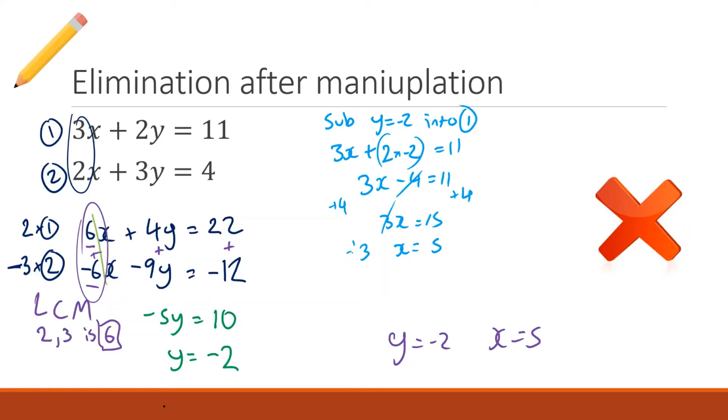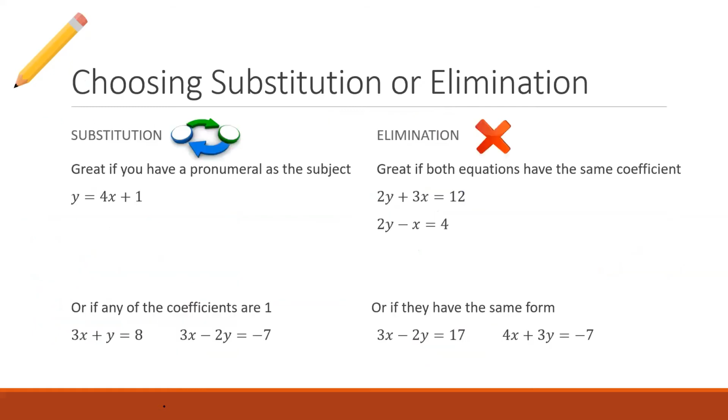So I guess, okay, we've got 5 minutes left, so I've got enough time to get through that last slide. This last slide, there's no real actual working out here. There's just some things here. When should you choose each of them? So substitution, go nuts on substitution, it's great if you have the pronumeral as the subject. Y equals 4x plus 1. That's your pronumeral, then you really should be going with substitution.